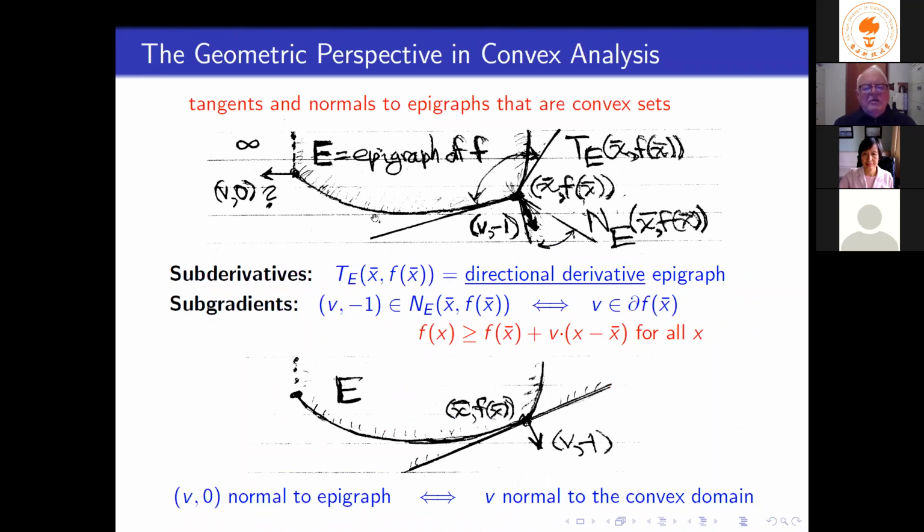And convex analysis, we understand, departs from the classical analysis in that we focus now on the epigraph instead of on the graph. And the epigraph of a convex function is a convex set. So at a certain point here, which is a point on the boundary of the epigraph, since it's the value of the function, I have, instead of those subspaces, the tangent cone and the normal cone. These are closed convex cones.